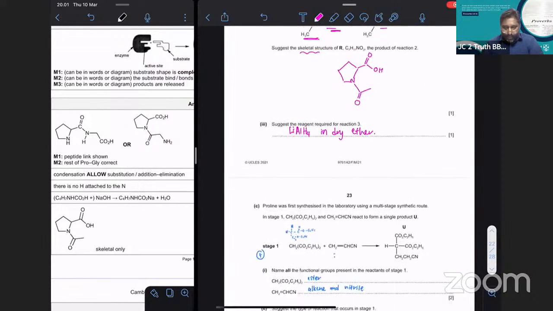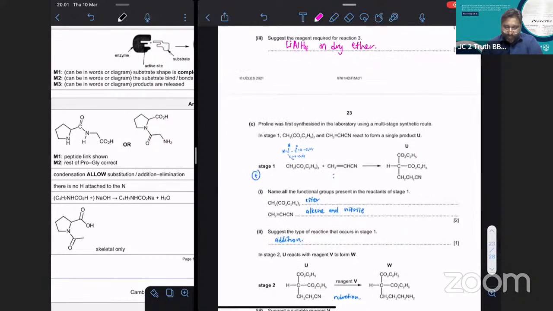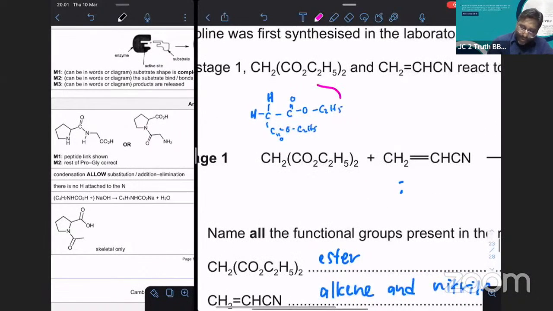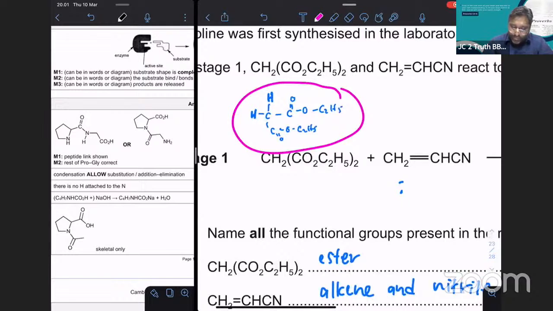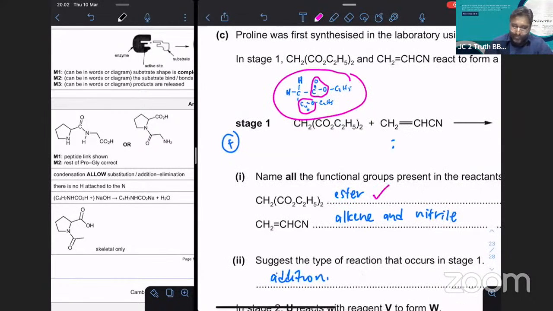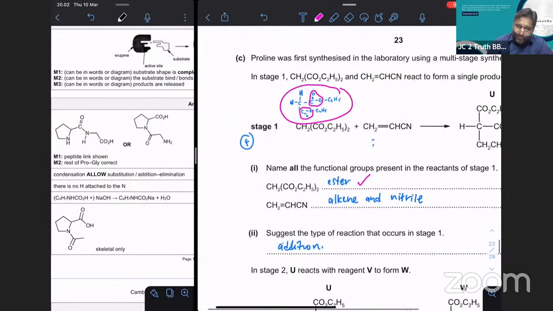Next, proline was first synthesized in the lab using a multi-stage synthetic route. For stage number 1, they ask you to name all the functional groups present in the reactant. When I rewrite this, I have this structure, and I can see that they are ester bonds. This is also ester, so the functional group is ester, nothing else. If you want to be specific, there are 2 esters inside, so you can say diester also. Writing ester is also okay.